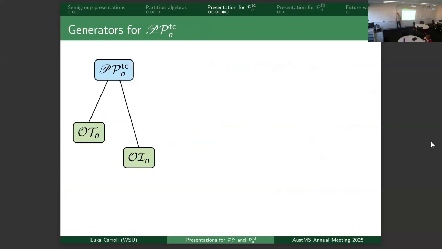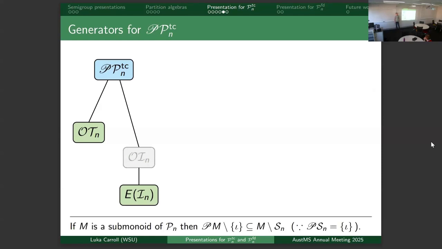For the planar part of PNTC, we use presentations for the order-preserving transformations and partial bijections. Although, again, similar to the previous case, we didn't actually need the full presentation for the order-preserving partial bijections. We're instead able to use the idempotents again. Another point worth noting is that for any submonoid of Pn, the planar part will be essentially a subset of the singular part. You just ignore the identity.